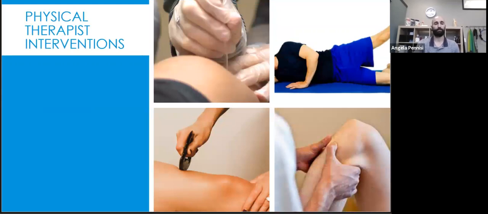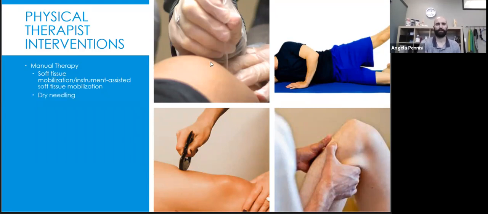If we're looking at the things that you might expect if you came in for physical therapy for a knee: manual therapy, these hands-on skills, many of which are shown in the images to the right. We have soft tissue mobilization, instrument-assisted soft tissue mobilization, whether it be massage work or massage work with the tool shown in that lower left picture. Dry needling, shown in the upper left picture, is a method of trying to release a tight muscle, a pretty effective and quick way to get a muscle to loosen up and release.